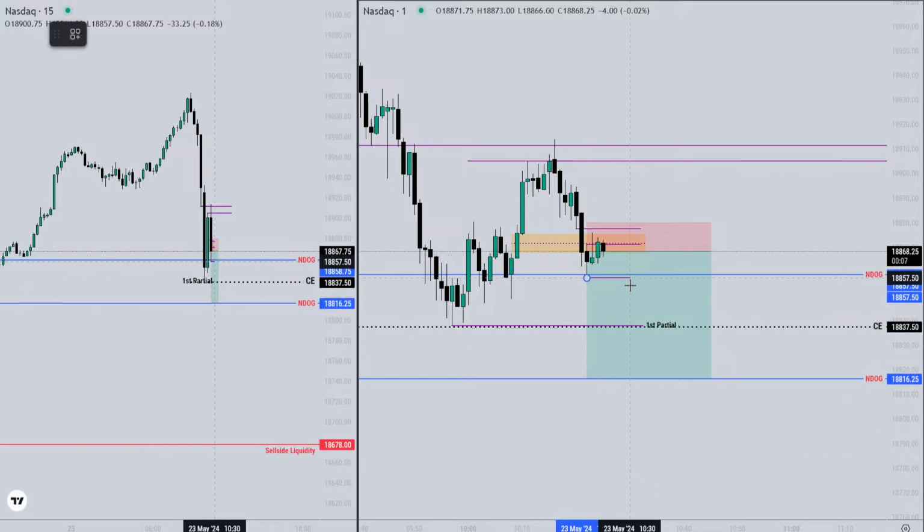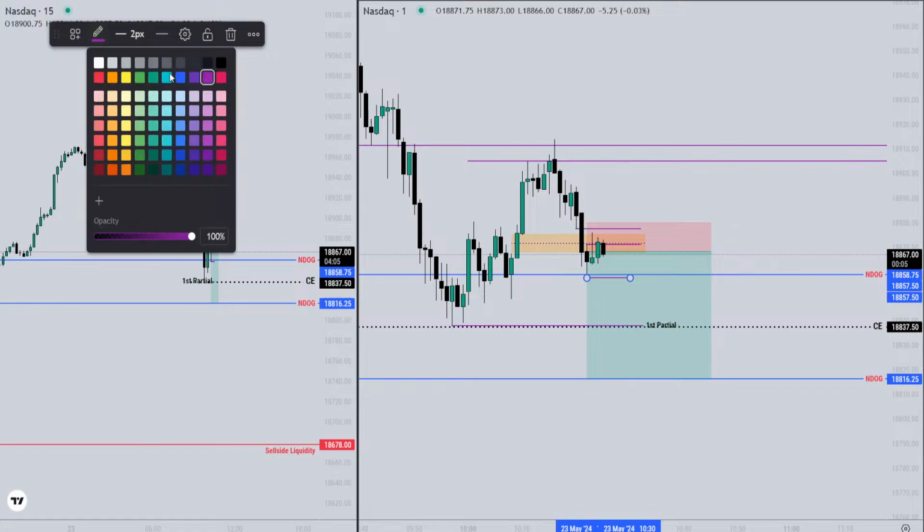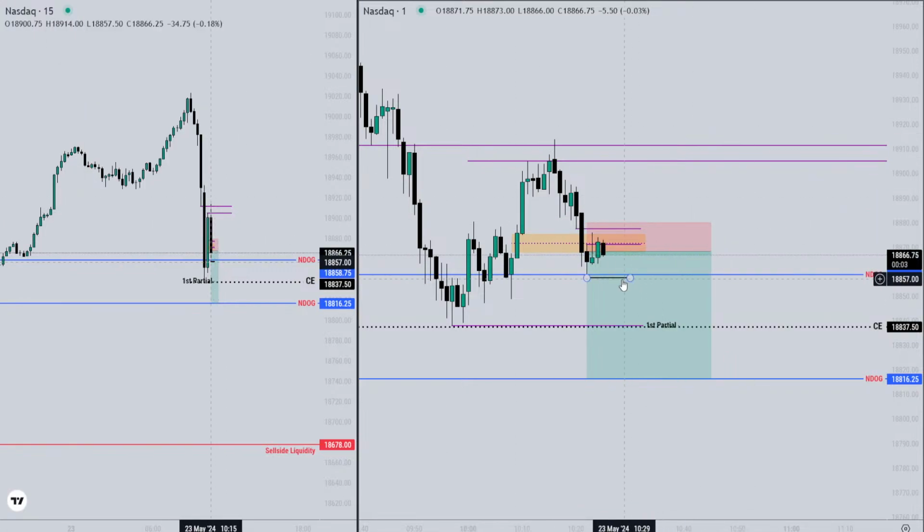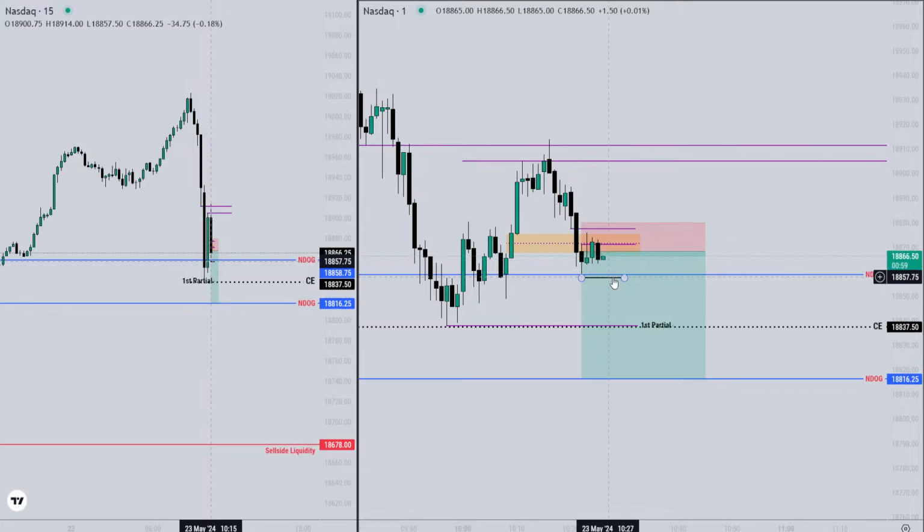I want to see a body close below this line. Need a speed, and that speed should go below this line and close below that line.